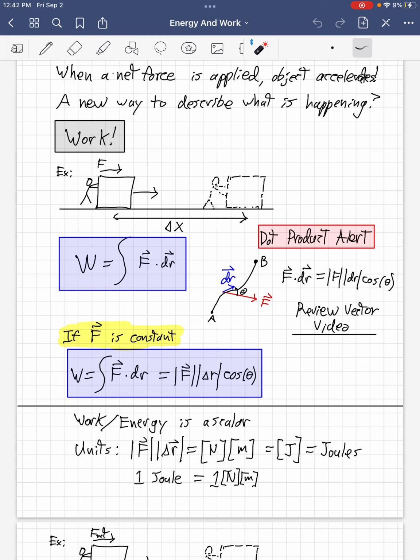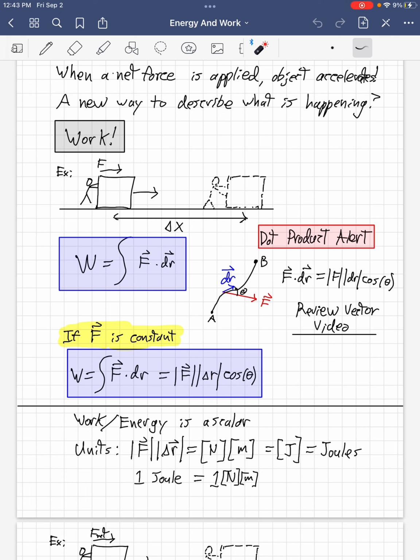So let's think about if F is constant over this distance, then the work that we've done over this distance is going to be the magnitude of F times the distance that we have moved times the cosine of the angle between things. All right, and so this angle between them is going to become important.